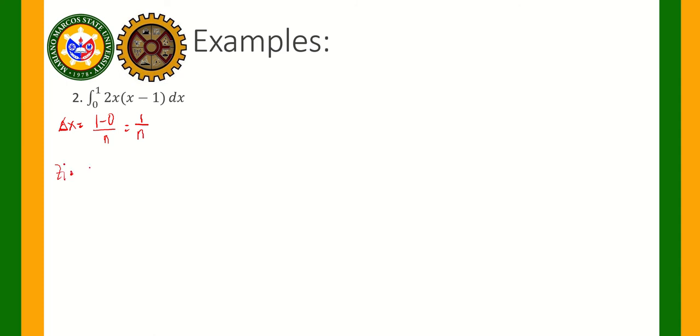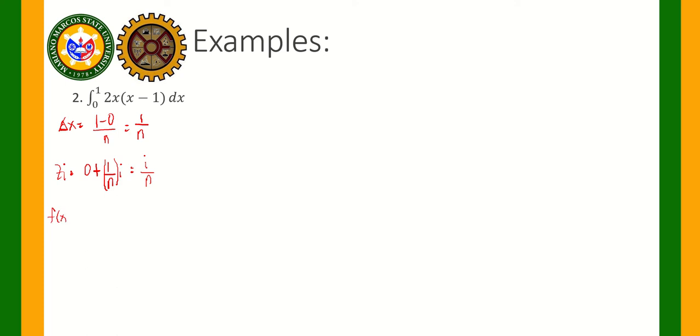And our z sub i is equal to a, or 0. That is 0 plus delta x, that will be 1 over n times i. So this is equal to i over n. So ito yung mga isa-substitute natin. So this will be equal to the integral.